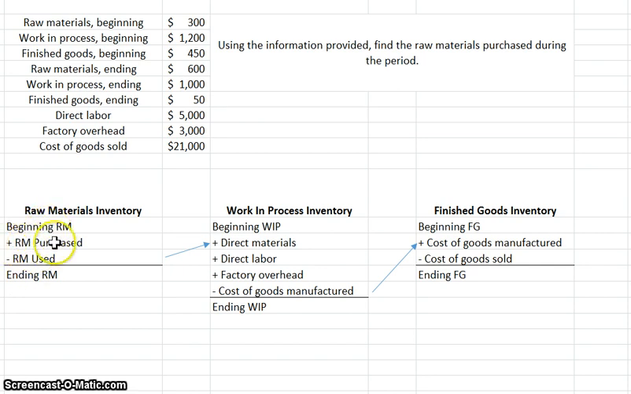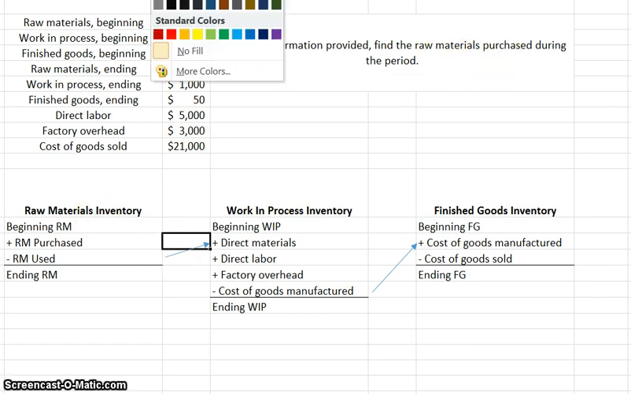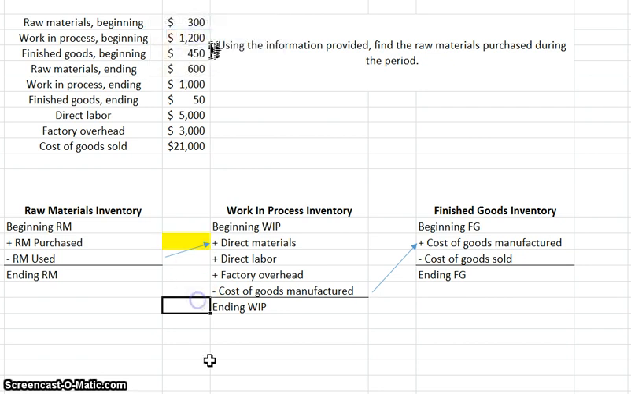Beginning plus purchases minus used equals ending raw materials. Beginning plus our manufacturing costs minus what we finish equals our ending WIP. And beginning plus cost of goods manufactured, our finished goods, minus whatever we sell equals ending finished goods. So in this problem, they're asking us to find the raw materials that were purchased during the period. So this cell right here is going to be our unknown.